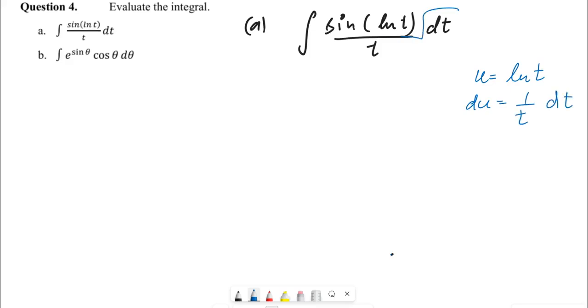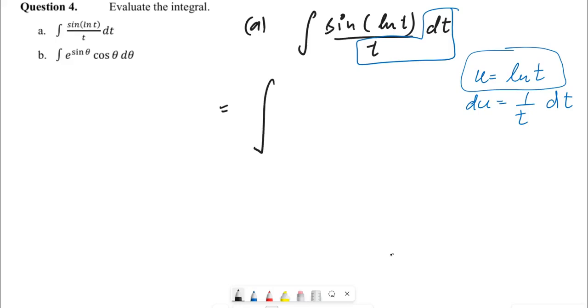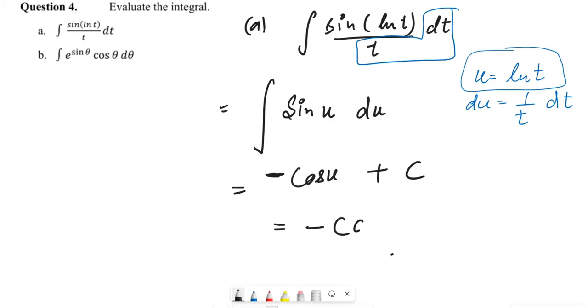You guys notice that dt by t is already sitting here and natural log's derivative is 1 by t. So that gave me the idea of the substitution. So basically my integral is sine. In place of natural log of t we can write u, and dt by t can be replaced by du. The integral of that is negative cosine u plus c. Remember, integral of sine u is negative cosine u. The answer is negative cosine. In place of u we need to put back natural log of t, plus a constant.